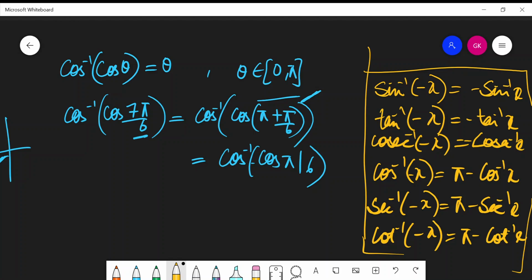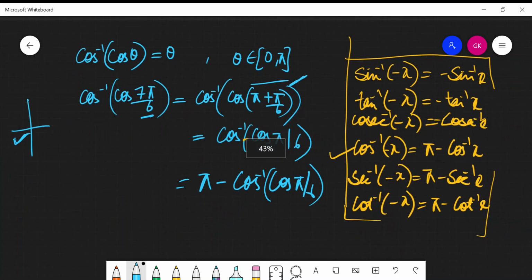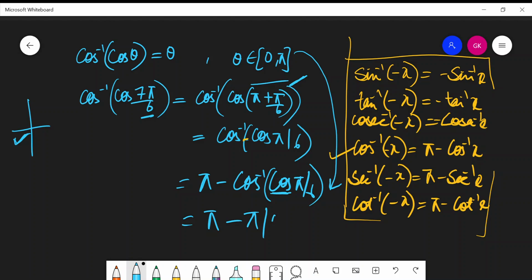Now I have cos inverse of a negative value over here, so I can apply this formula. This will become pi minus cos inverse of cos pi by 6. You can do it in this manner also. Now pi minus, see this is cos pi by 6, which lies in this range. So you can write it as pi by 6. So your final answer will be 5 pi by 6.